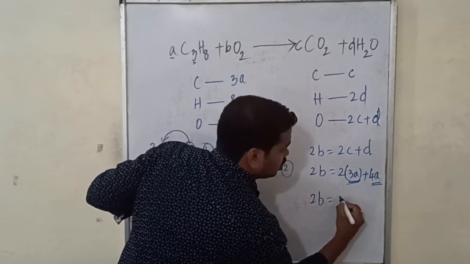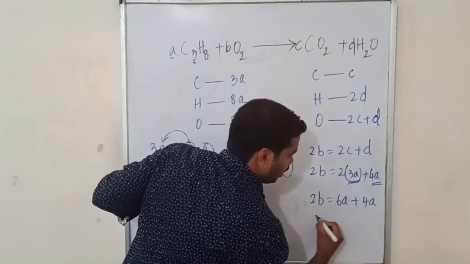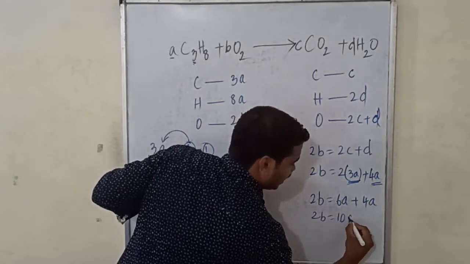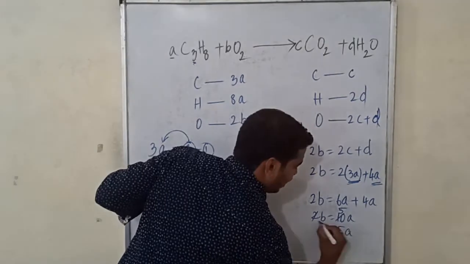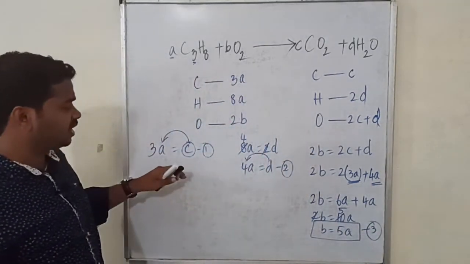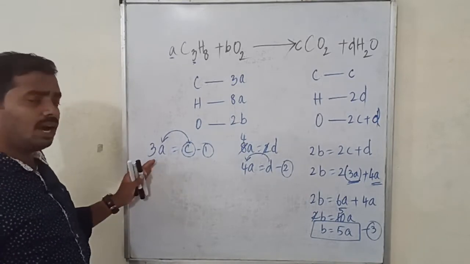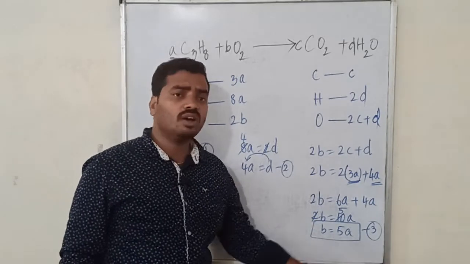2B is equal to 6A plus 4A. 2B is equal to 10A, so B is equal to 5A. See, everything is in terms of A. C is in terms of A, D is also in terms of A, B is also in terms of A.